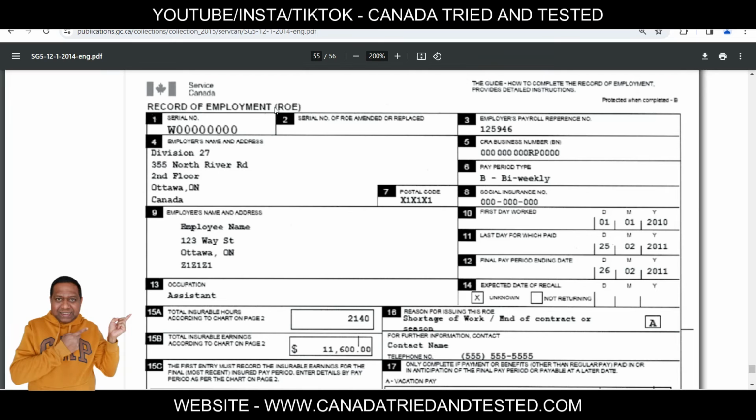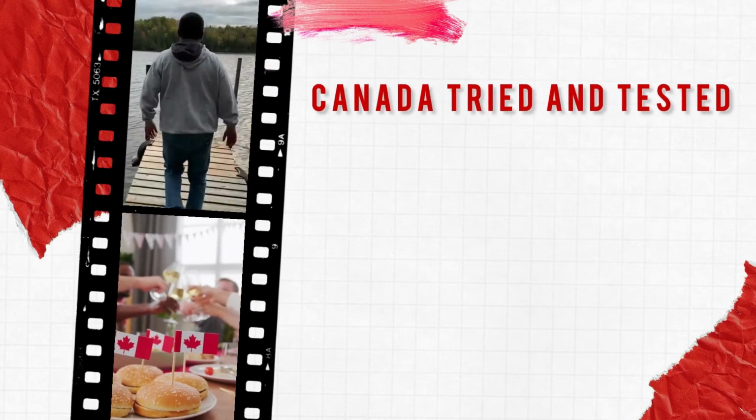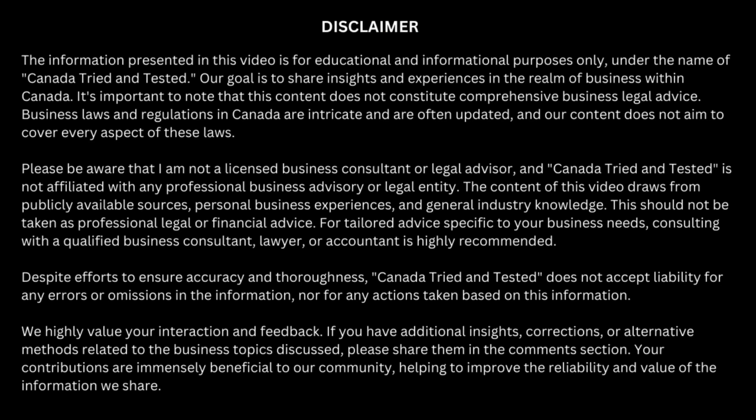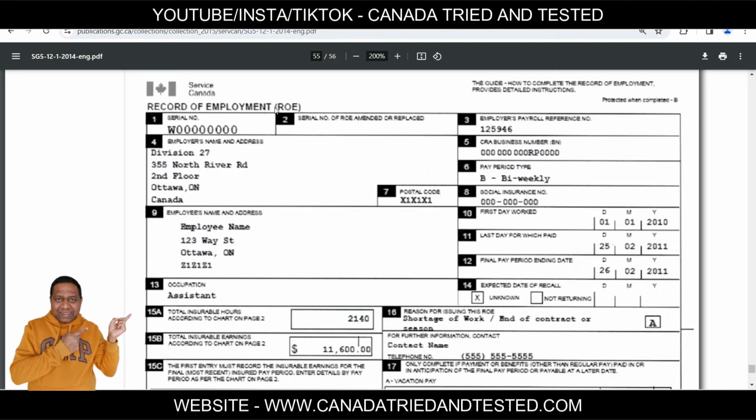So friends, what you see here is a record of employment, which is a mandatory document when you are applying for employment insurance. This is the only document through which Service Canada will know how many hours you have worked. That's total insurable earning. Okay, what you see here is how much you have worked, and if you are eligible for the EI payment or not.